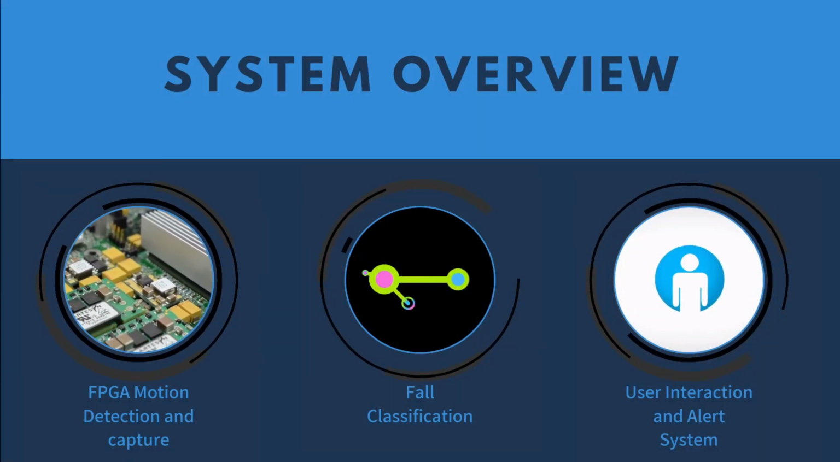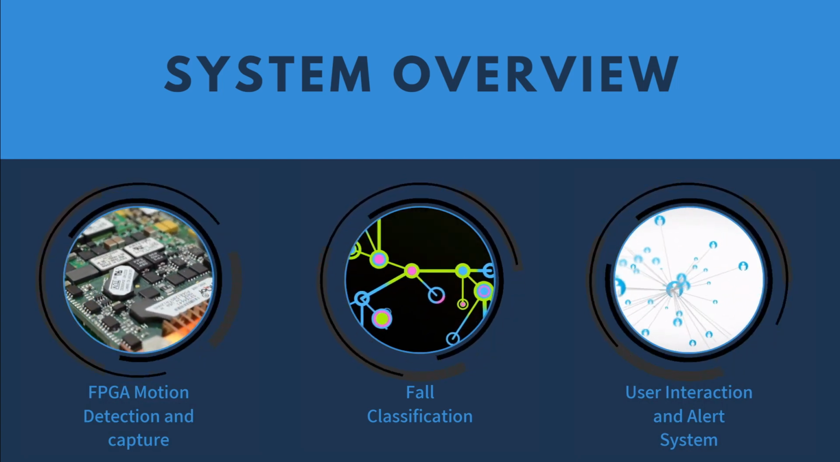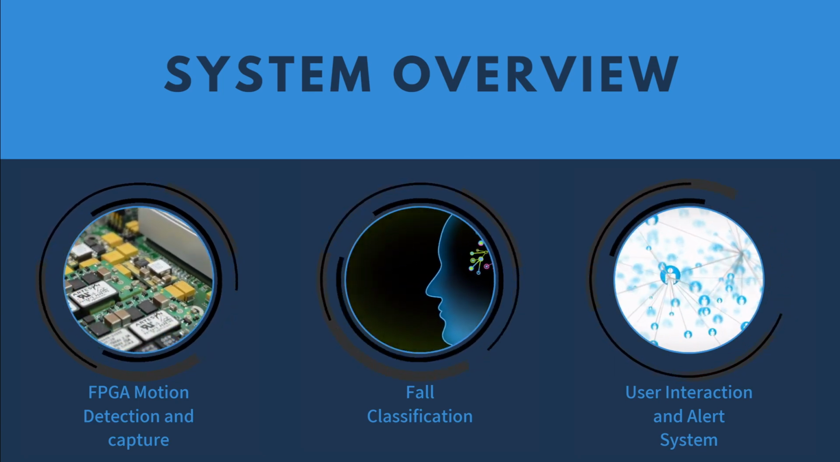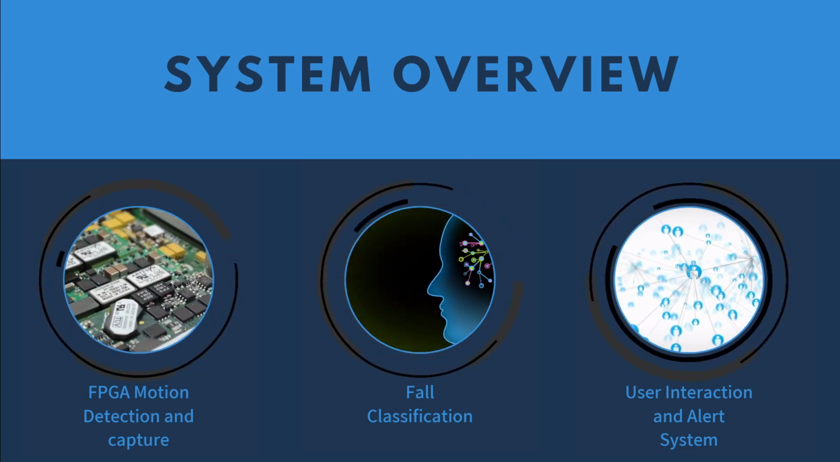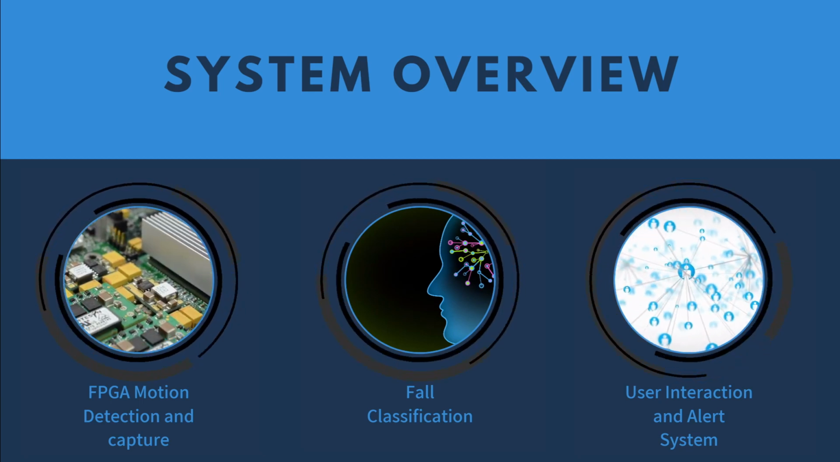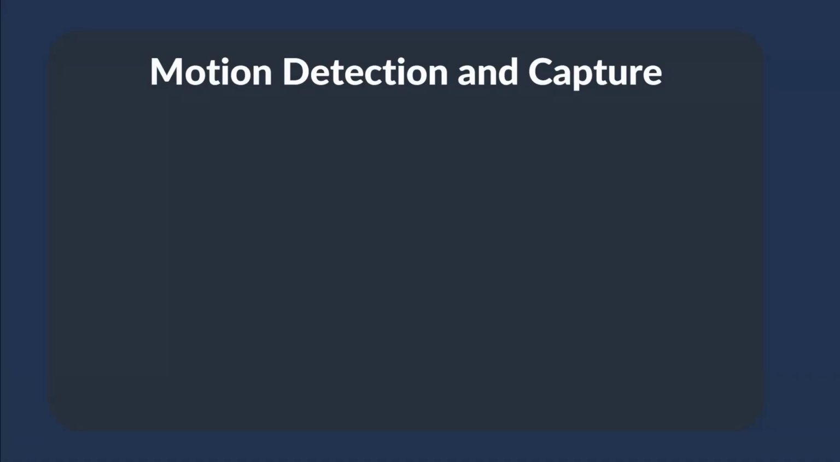Our system uses a motion sensor and a camera to detect and capture falls. It then sends this data to a processing server where it determines if a fall has occurred. The user interaction system will then offer the appropriate assistance. It achieves this in 3 steps. First, let's look at the hardware preventing motion detection and the capturing of falls.